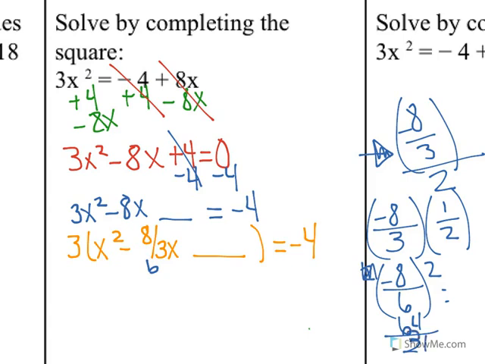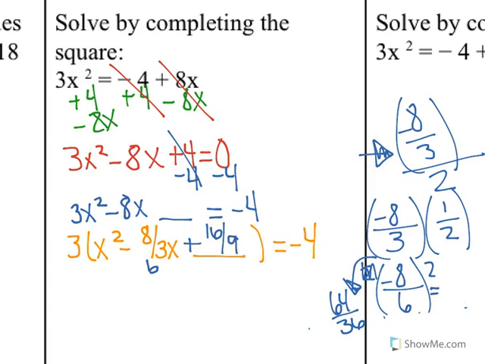Sorry, it is not writing there, so let's write it up here. 64 over 36. Now we can simplify that. Sorry, Math 2, we're going to have to write it over here. So when I simplify that, I can divide them both by 4 to get 16 over 9.